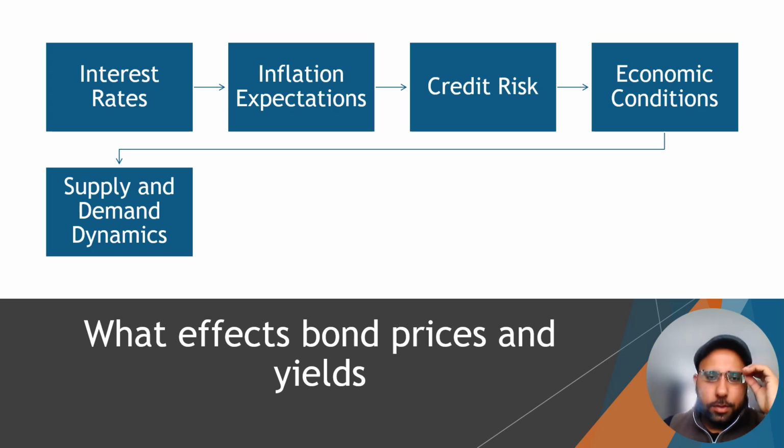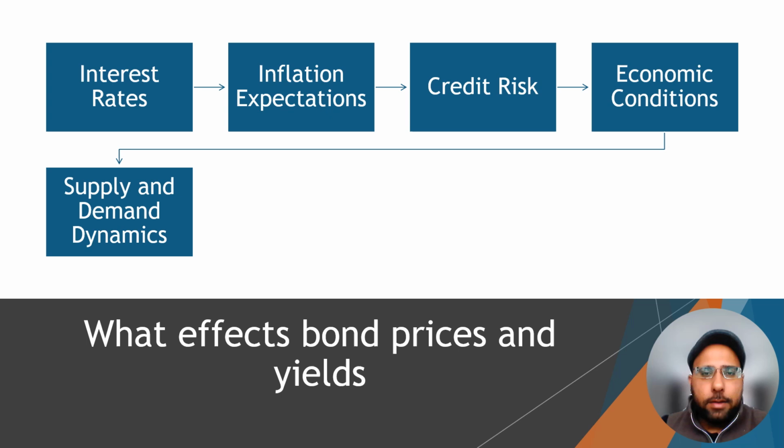Okay, now we're going to look into what affects the prices of bonds as well as yields. When we talk about the price of a bond, that in essence is the price you pay for a bond. It can be different from the fair value. You can buy bonds at a discount, you can buy bonds at a premium. So bear that in mind.